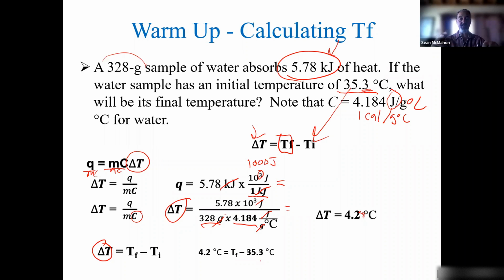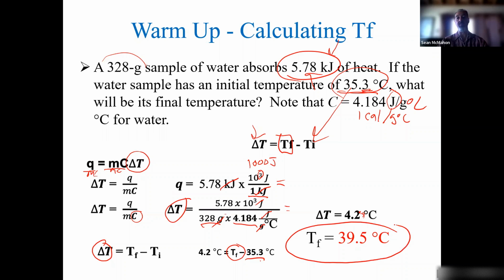And now I'm not using multiplication division rules. I'm using addition and subtraction. So I go to the least precise, which for this temperature measurement will be to the tenths. To get rid of the 35.3 on this side and isolate the final temperature, I add it to both sides. And I get the final temperature for a 328 gram sample of water that absorbs 5.78 kilojoules starting at a temperature of 35.3 degrees Celsius. It rises to a temperature of 39.5.